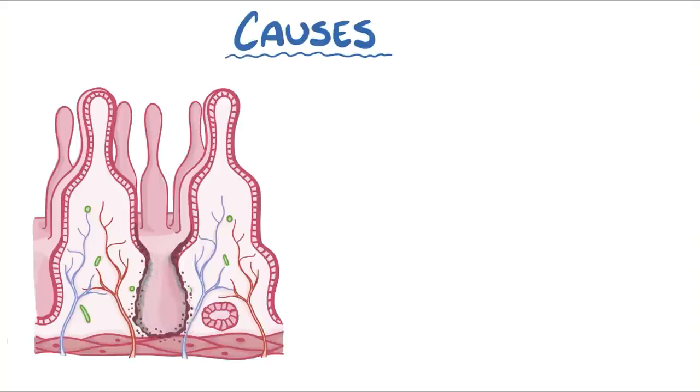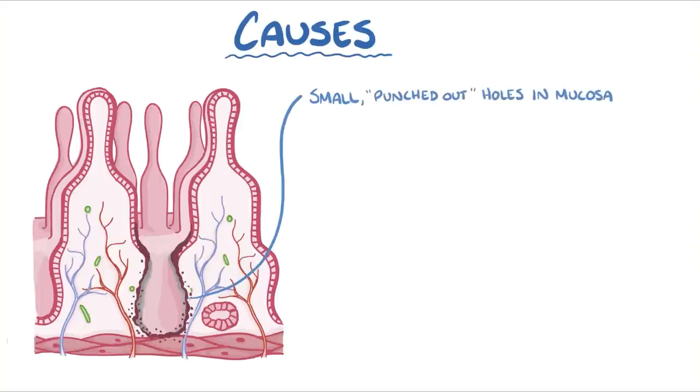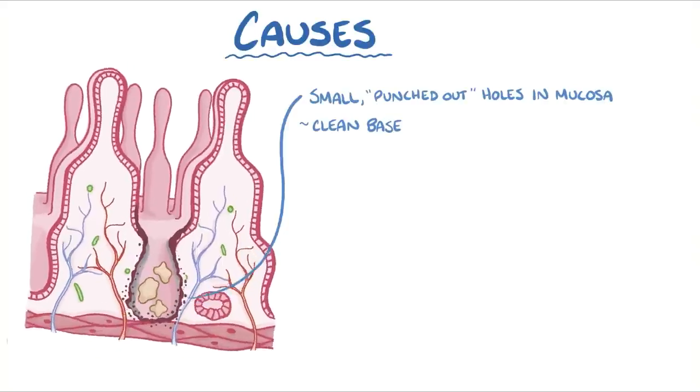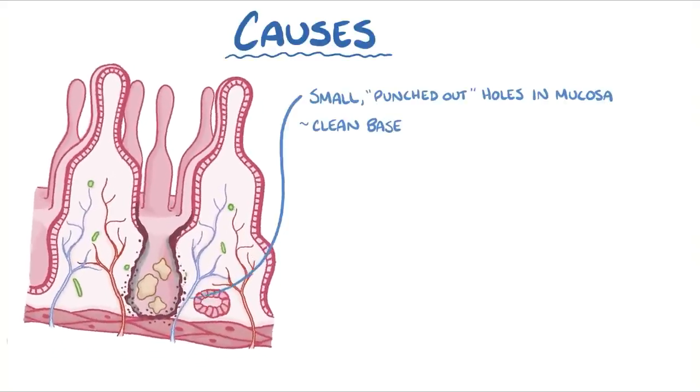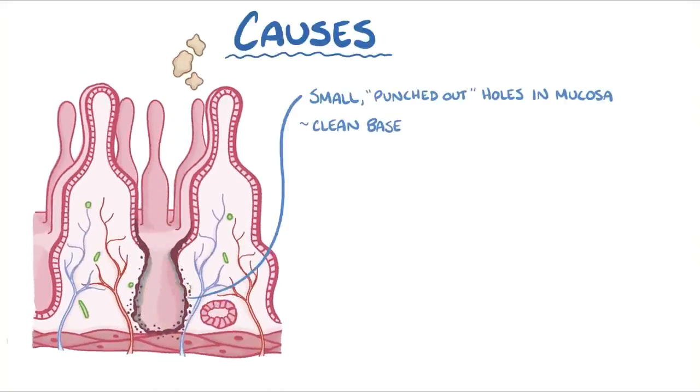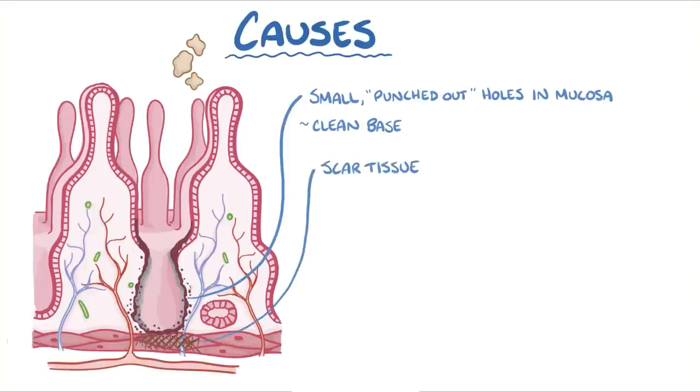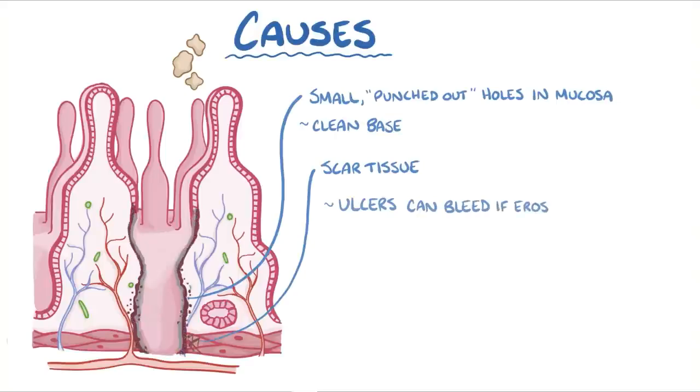Peptic ulcers that result from any of these mucosa-damaging mechanisms are usually small, round, punched-out holes in the mucosa. The ulcers usually have a clean base, because the hydrochloric acid secretions and the constant churning are a bit like a dishwasher, actually keeping debris out of the ulcer. Typically, beneath the base is a layer of scar tissue and blood vessels, and occasionally the ulcers can bleed if the erosion goes deep.